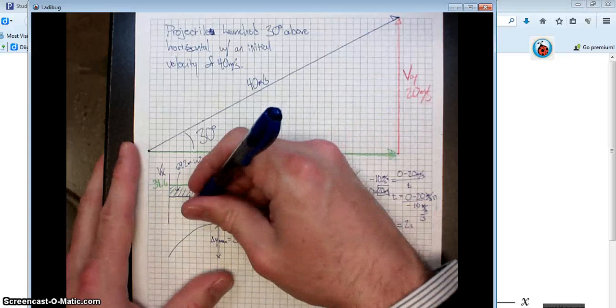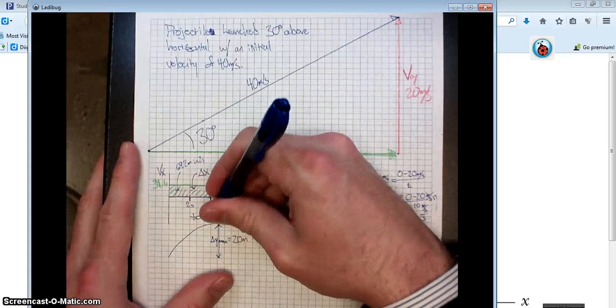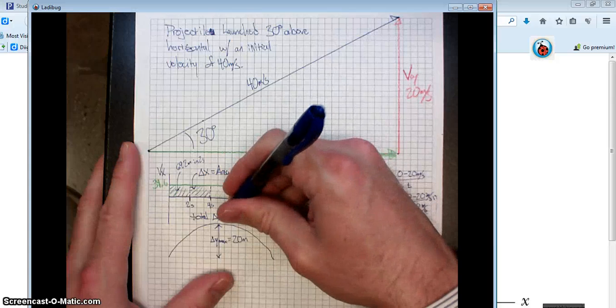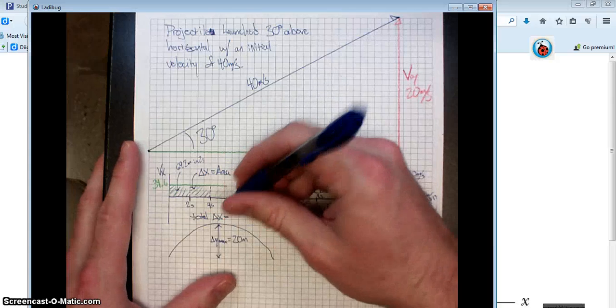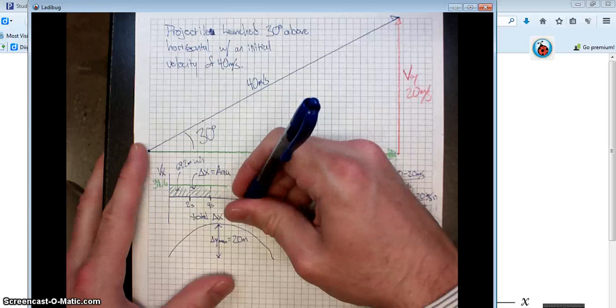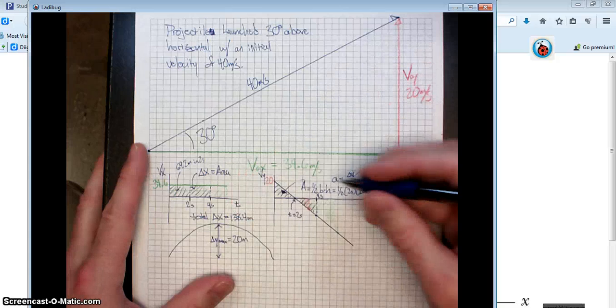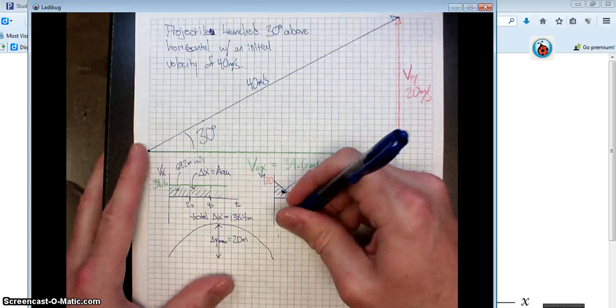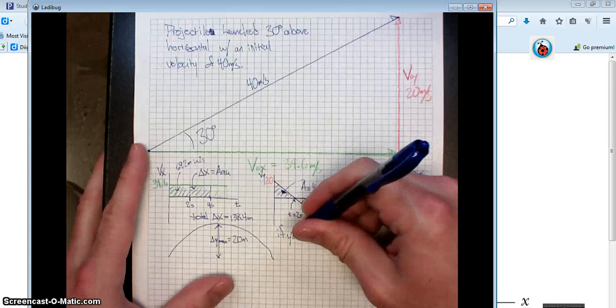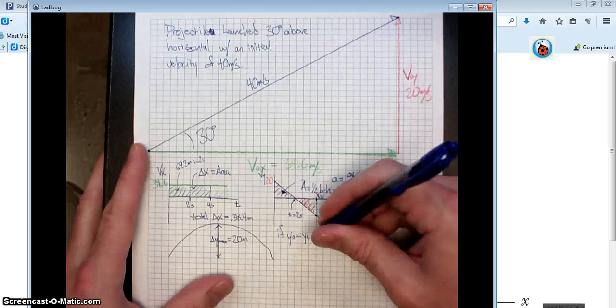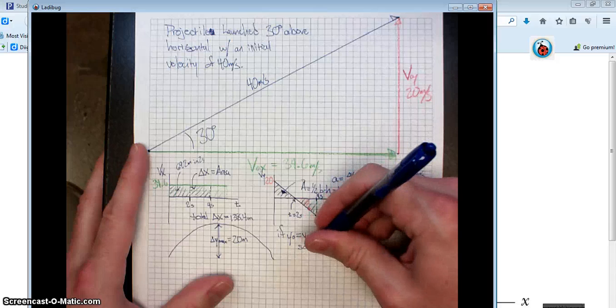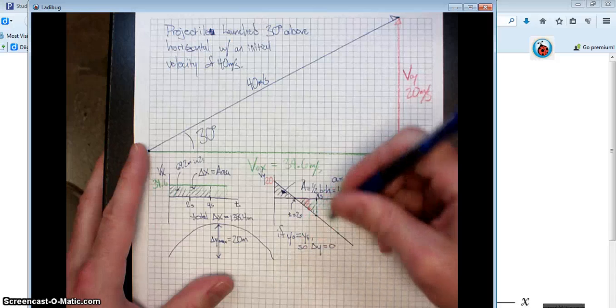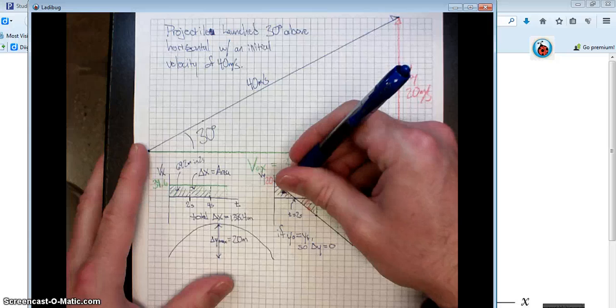So the total change in horizontal position there is going to be 138.4 meters. So that's, again, if the original and final vertical heights are the same. So the change in vertical is 0. This area plus this area adds up to 0.